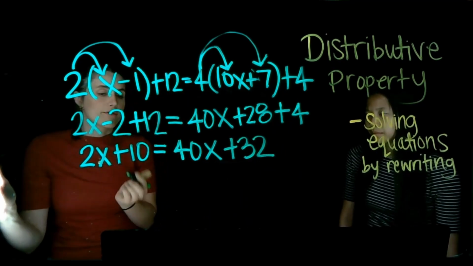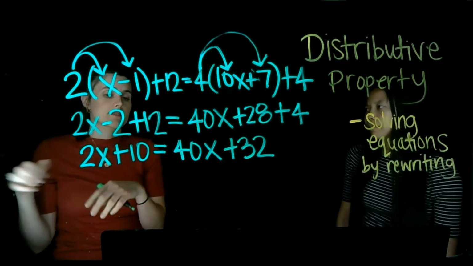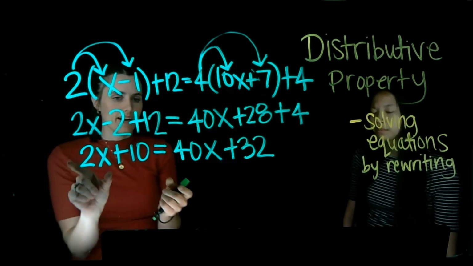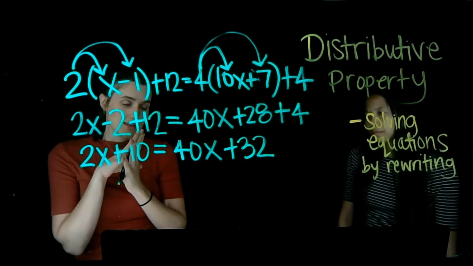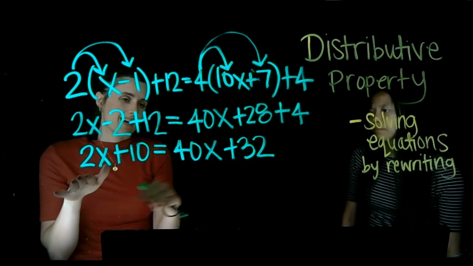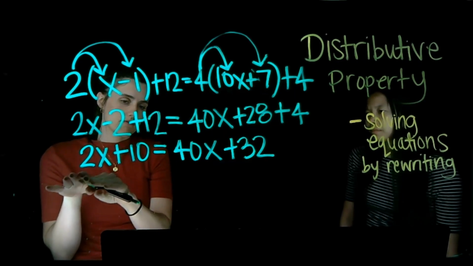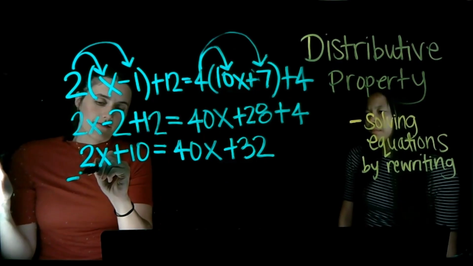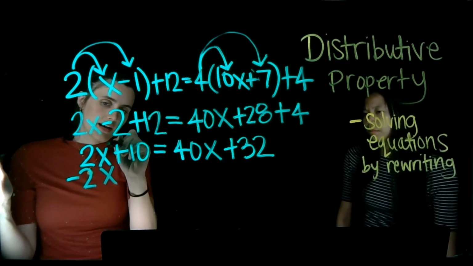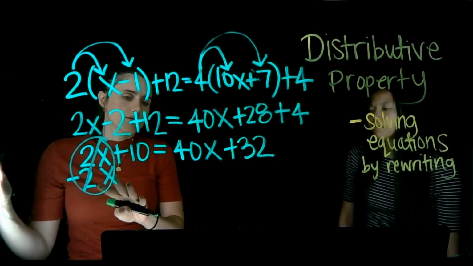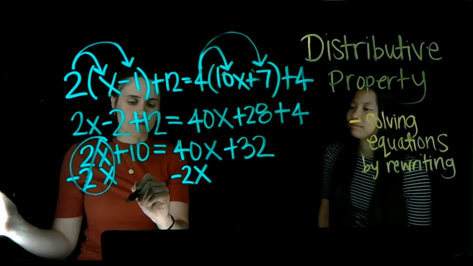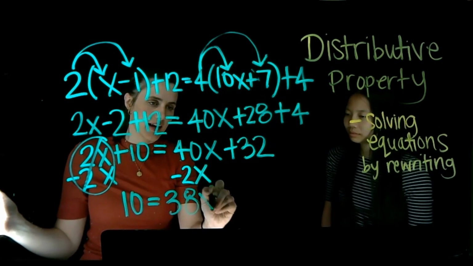All right, and then if we think back to one of our first videos that we did, we talked about solving equations, and whenever I have x's on both sides of my equal sign, the first thing I want to do is get all my x's on the same side. So if I have a 2x over here and a 40x over here, I'm going to move this 2x over to this side. So if I subtract the 2x from over here, I get a 0 pair, which is awesome, so I can cross that out. But then whatever I do to this side of the equal sign, I have to do to this side. And so I'll be left with 10 equals 38x plus 32.